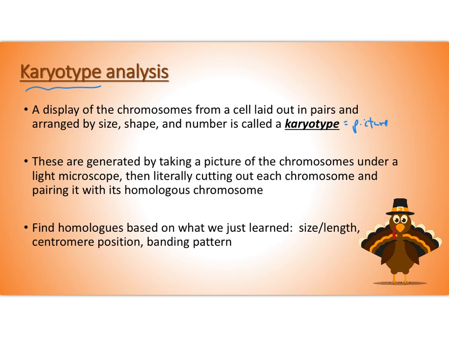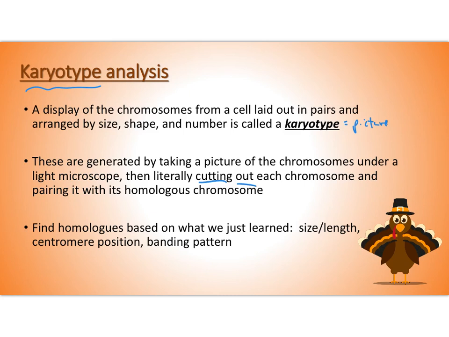Now, traditionally, this was done by getting a cell into mitosis, taking a picture, literally through a microscope, of those chromosomes, then actually printing out a blown up copy of the picture and literally cutting out the chromosomes and trying to pair them up based on their size and their banding pattern and where their centromere was.